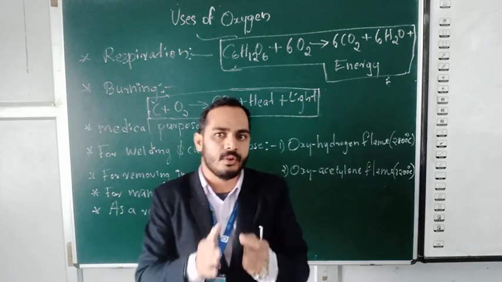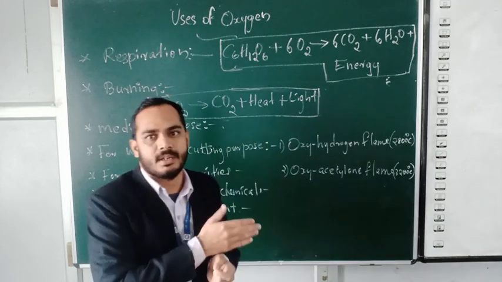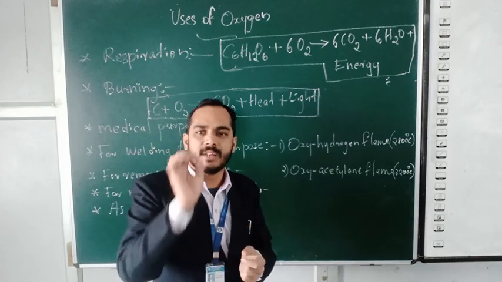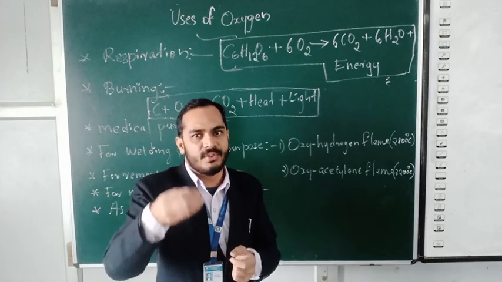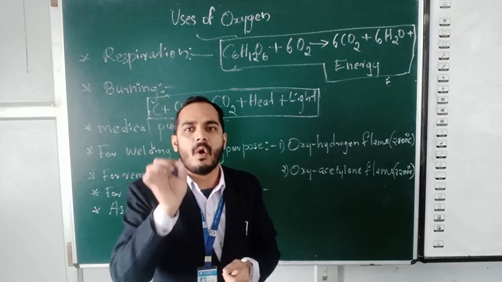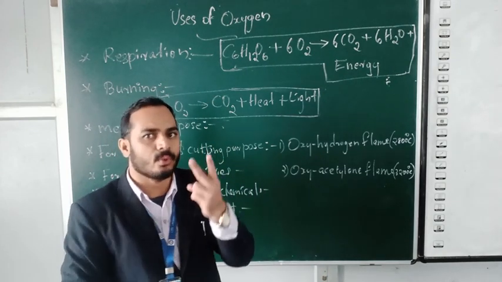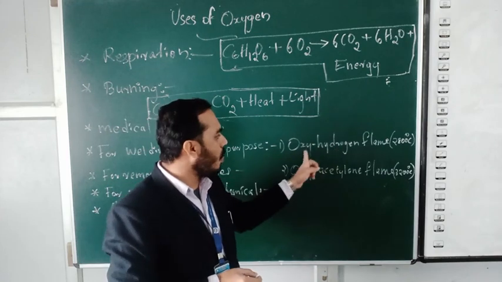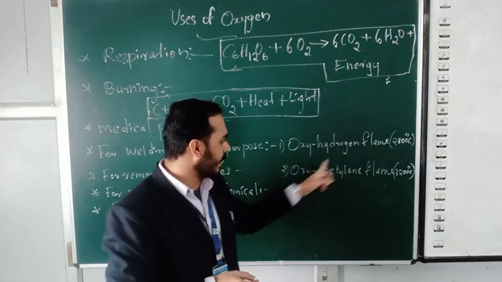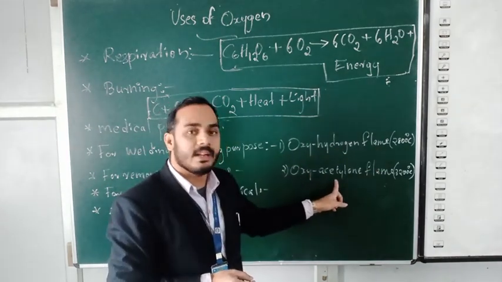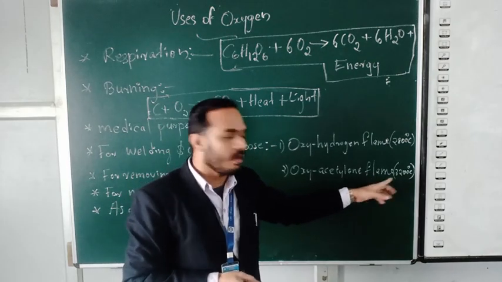That's why we use this cutting method. For the preparation of this type of flame, oxygen is very compulsory. What are the names of the flames? Two types: the first one is the oxyhydrogen flame, and the second one is the oxyacetylene flame.